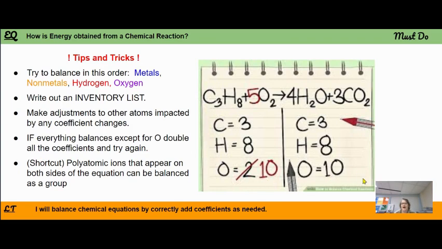So if the oxygens here hadn't balanced, we could double all of our coefficients. Our 5 would become 10, our 4 would become 8, and our 3 would become 6, and then we try to balance after that. And then a shortcut: if you have a polyatomic ion like phosphate or carbonate that appears on both sides of the equation, you can balance them as a group. In my example, I show you that.